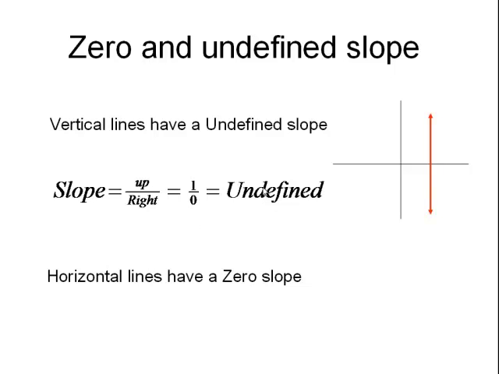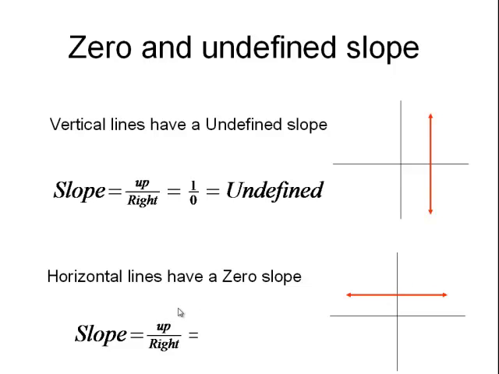Now, horizontal slope, if you go sideways, you get a 0 slope, because in this case, you get 0 up units, but the right is 1 unit, which is a 0 slope.